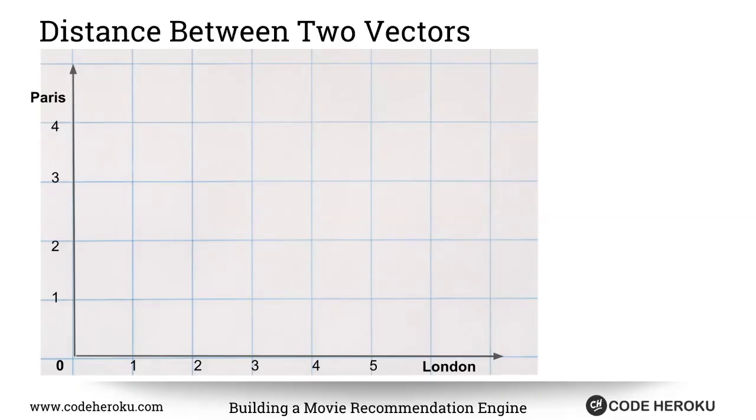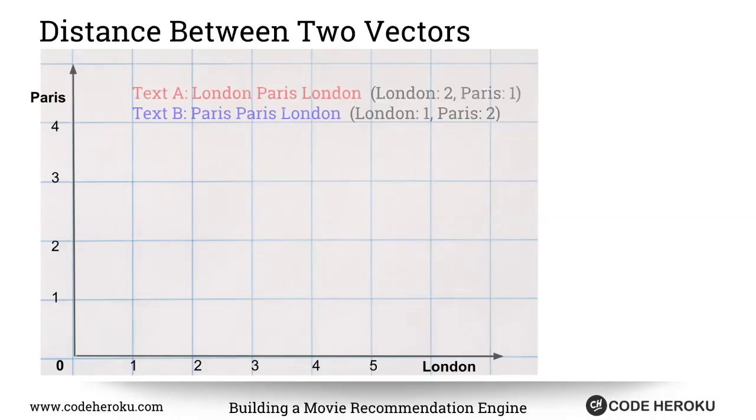Yeah. So Santosh and Abhishek both got it right. There are only two words in both of these documents. So we just need two axes over here, which is London and Paris. If you have more words, you will have more axes, or rather, more dimensions. So once you know that there are only two words over here, you can count how many times the word London appears and how many times Paris appears.